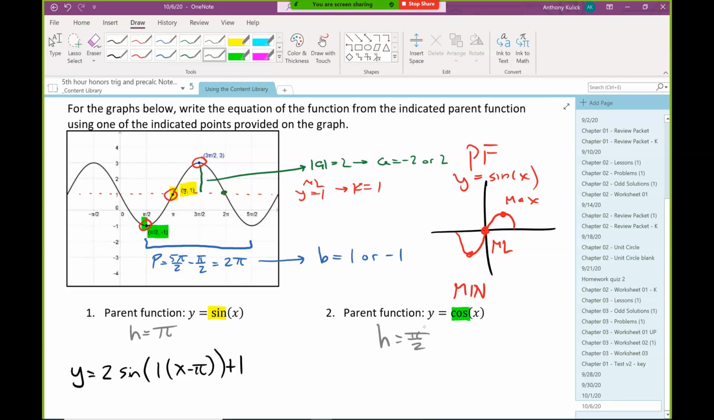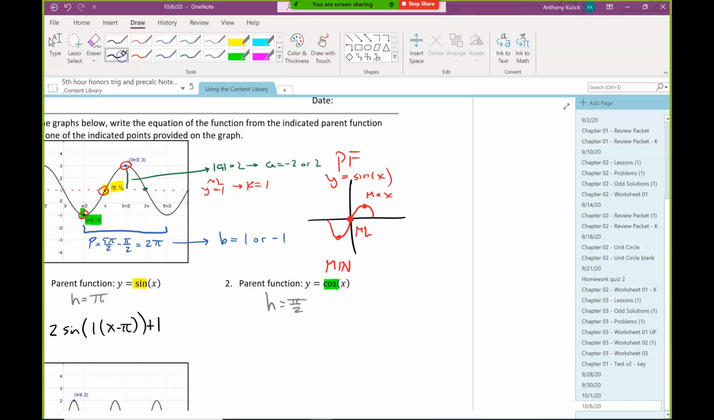But here, again, the sign of a matters, right? So, again, to explain why, our parent function for cosine looks like this, where we start with a maximum. In the graph that we're looking at here, we started with a minimum. That tells me that the a needs to be negative.